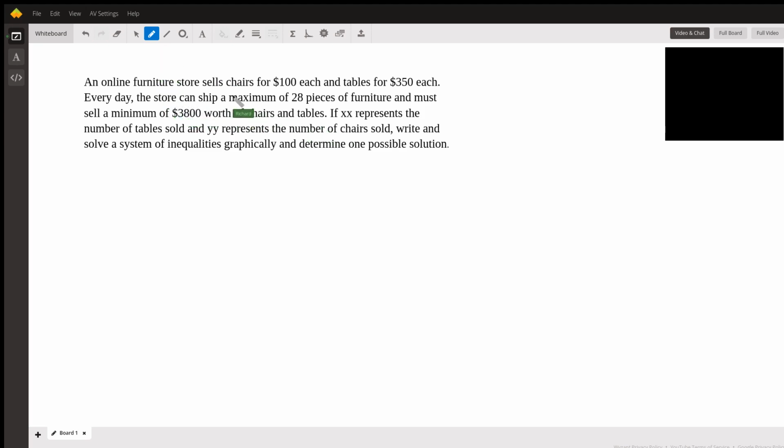So every day the store can ship 28 pieces of furniture. So that's one of our inequalities. We can only ship 28 pieces. So X is the number of tables sold plus Y is the number of chairs sold, because they want X to be tables, Y to be chairs. And that has to be less than or equal to 28.